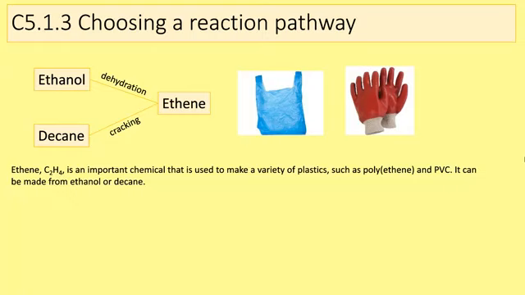And we can make it in one of two ways. We can make it from ethanol, which is then dehydrated, so it gives ethene plus water. And then decane can be cracked to make ethene. Now, the cracking of hydrocarbons will be dealt with in a later lesson in more detail, so we cover that in C6. So we don't need to know all the details for now, but it will become important later.